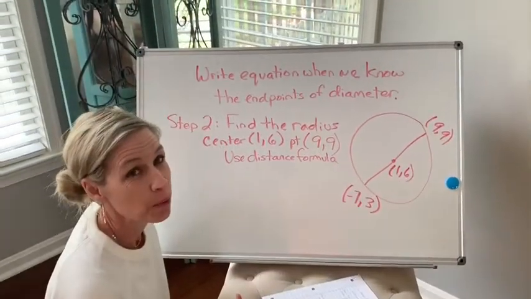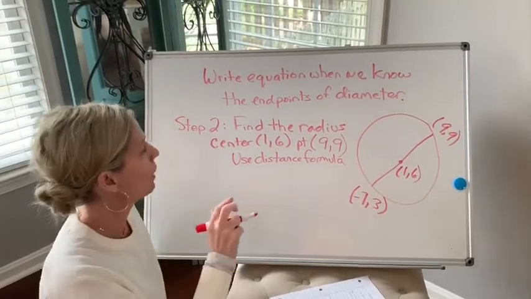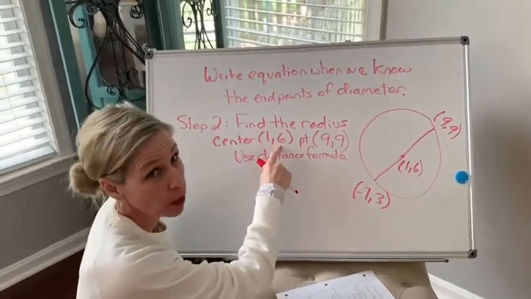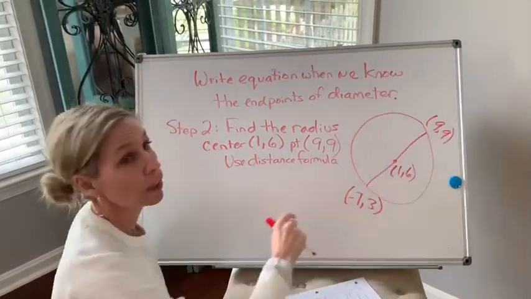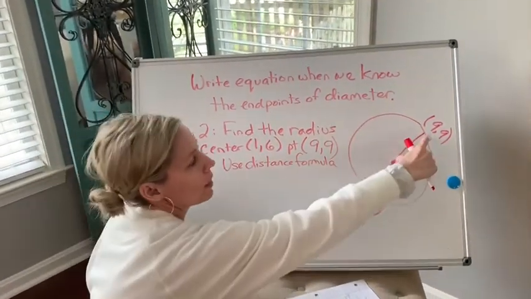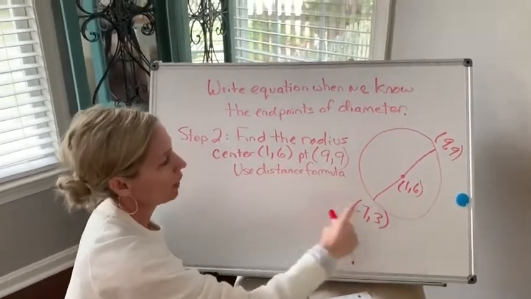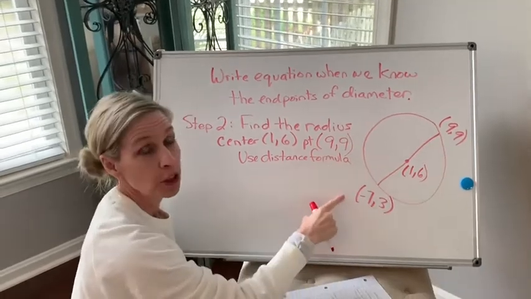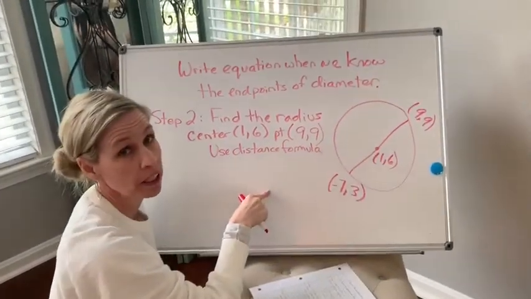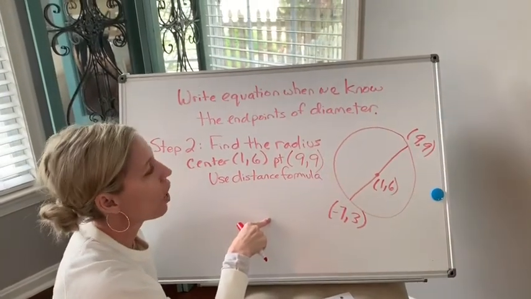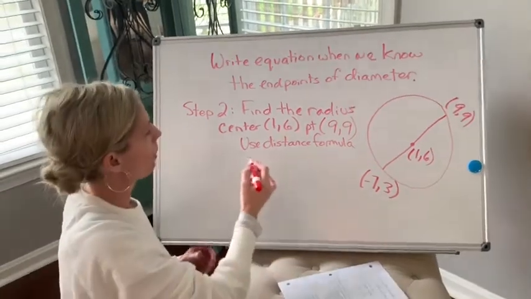All right, so step 2 is that we need to find the radius. We know the center, we just found that in step 1, it's (1, 6). And we also know a point on the circle. In order to find the radius, we're going to use the distance formula. You could use the center point and this other point here if you wanted to as well. You can choose. I just chose the one where they're both positive because I think that's going to be easiest. So I'm going to find the distance from my center out to a point on the circle. That will be my radius.